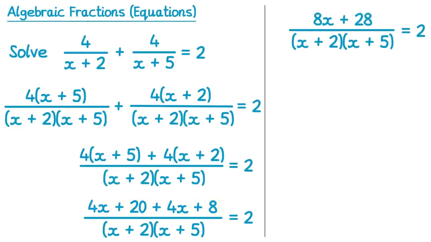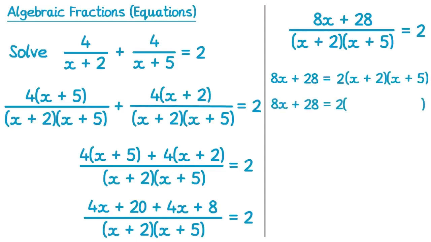Next, we're going to multiply both sides of this equation by both of those brackets that are on that denominator. So by x plus 2 and x plus 5. This will clear the fraction on the left hand side to give us 8x plus 28. But on the right hand side, we'll have 2 lots of x plus 2, x plus 5. Next, we'll leave the left hand side alone. And then we've got 2 lots. And then we'll expand those brackets, and whatever we get will go inside this much larger bracket here.